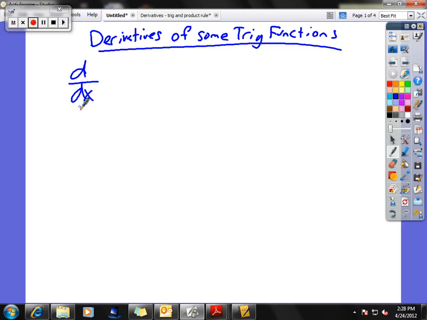Derivatives of some trig functions. Now, listen, I'm not going to get too deep at all into how these are figured out. But I'm going to just give them to you now, the ones you need to know. Next year we get a little more into how it comes from that. But some of you might want to look at some graphs and figure out why these come out the way they do. All right, but the derivative of sine x is cosine x.